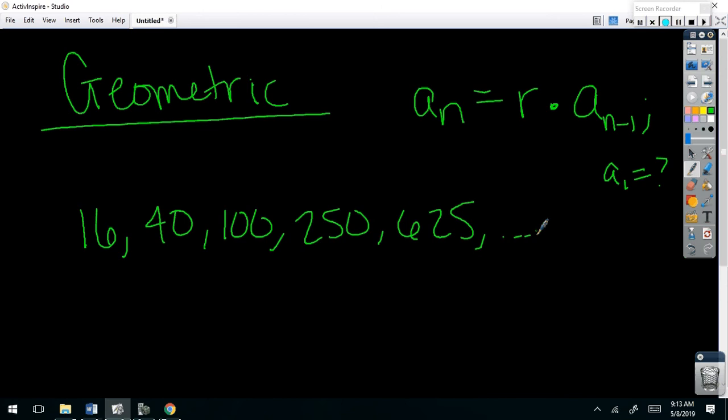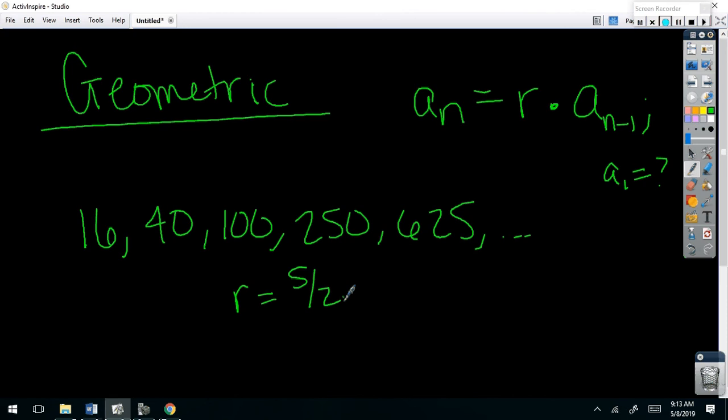Is it geometric, first of all? Yes, that's why I put it under geometric. What's the r? What's 40 divided by 16? 2.5. So 3 over 2? I don't know. Is it? Yeah, it's 2.5. 5 over 2.